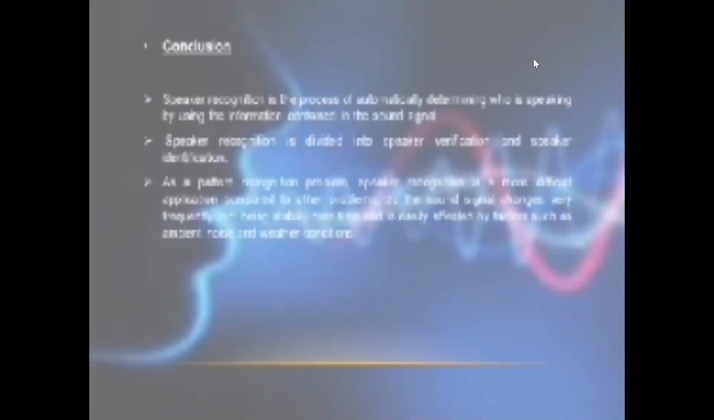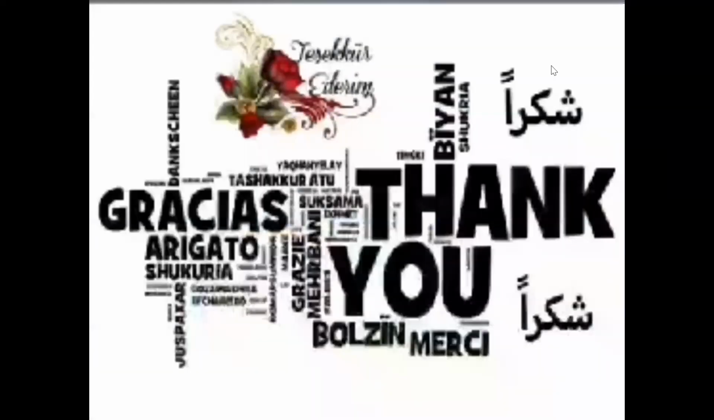Speaker recognition is the process of automatically determining who is speaking by using the information contained in the sound signal. Speaker recognition is divided into speaker verification and speaker identification. As a pattern recognition problem, speaker recognition is a more difficult application compared to other problems, as the sound signal changes very frequently, is not stable over time, and is easily affected by factors such as ambient noise and weather conditions.